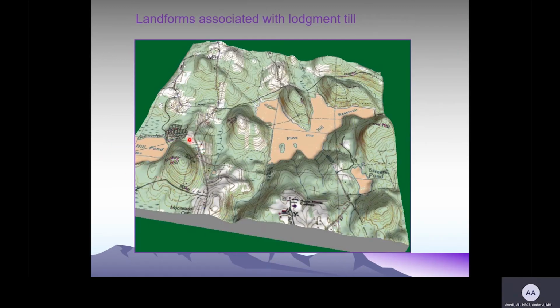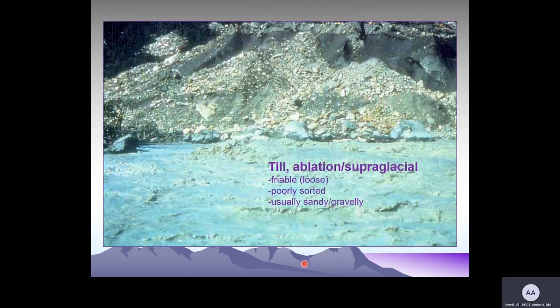Again, a very nice example of a drumlin. And again, where you have broad, smooth hillsides, you almost always have this dense lodgement or subglacial till. So that's one kind of till.